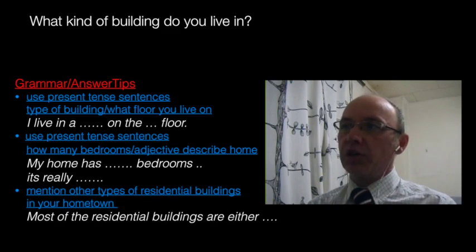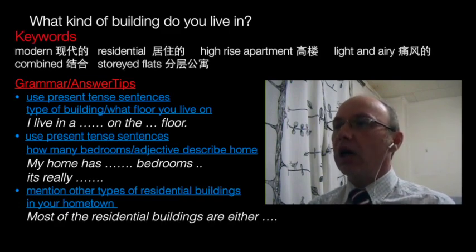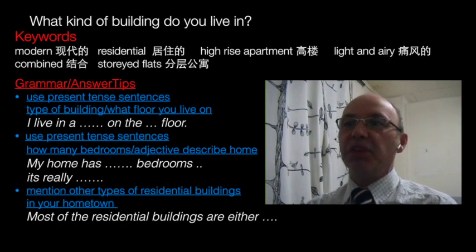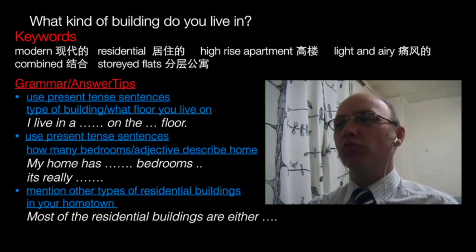All right, let's go to our key words here, and I'm saying, I live in a modern residential high-rise apartment. So we have the word modern, 现代的, residential, 住的, and then high-rise apartment, 是高楼. And the adjective we're going to use here is 通风的, light and airy. So you see, my home is really light and airy.